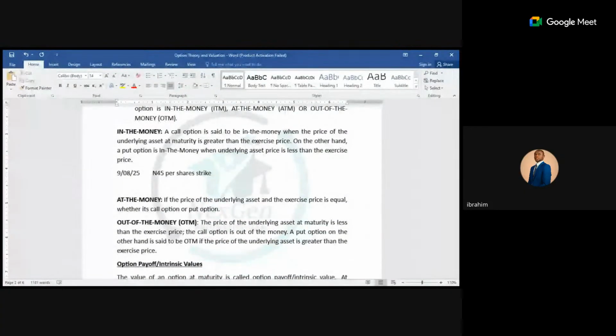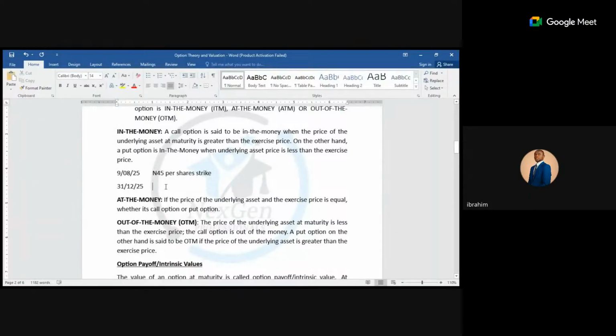And you enter into an option contract with UBA. At the date of maturity in the option agreement, you will buy these shares. So at the end of December, you will buy the shares at 45 naira per share. That is what is stated in the option contract. Let's say this is 2025. Now, this is the strike price or the exercise price.